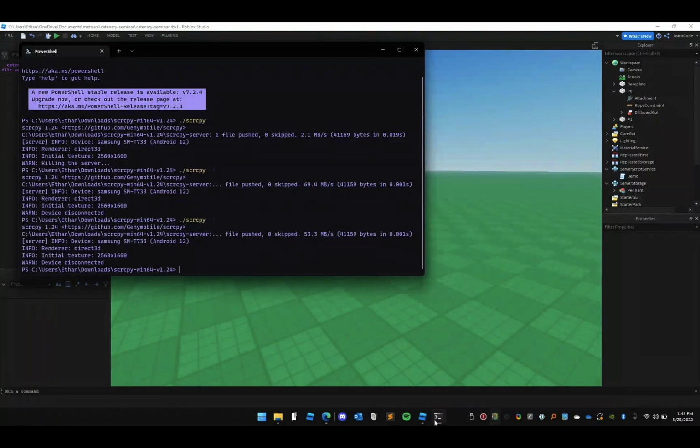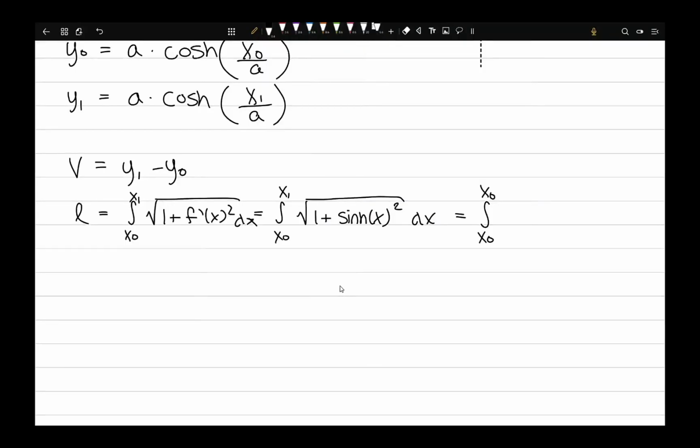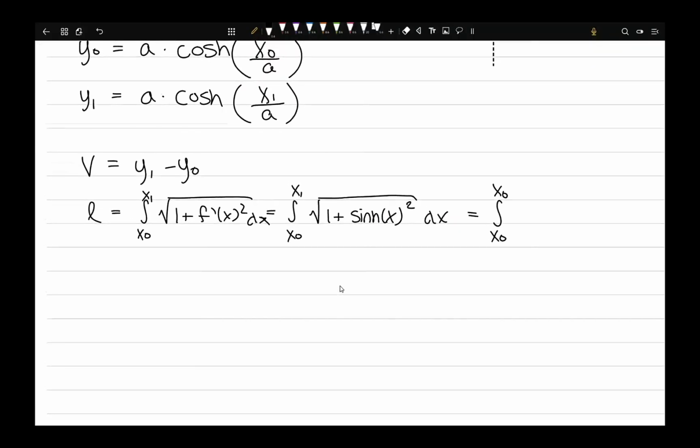I saw your tablet briefly. Yeah. Yep, there it is. Yep, I can see the integral from x0 to x1. Yeah. Okay. Oh, no. You're right.